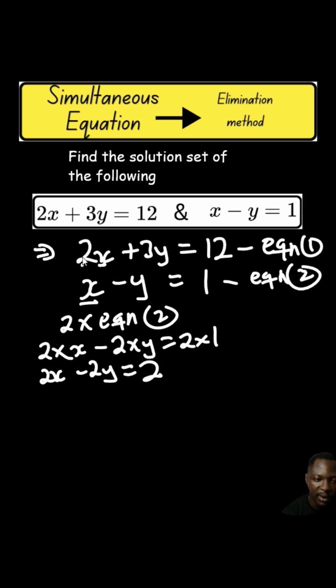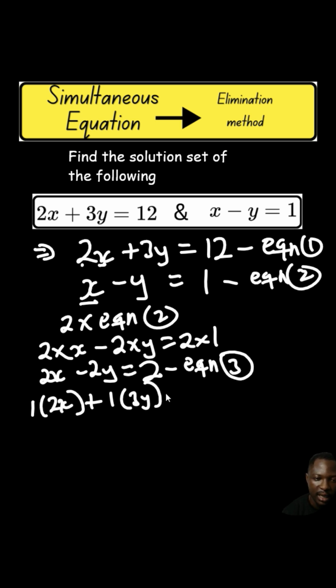So when I multiply the 2 by all the terms in equation 2, I get 2x minus 2y equal to 2. Let me call this equation 3. Now I'm also going to multiply the 1 here by all the terms in equation 1. So I have 1 multiplied by 2x, 1 multiplied by 3y and 1 multiplied by 12. This is going to be 2x plus 3y equal to 12, the same thing. Let me call this equation 4.